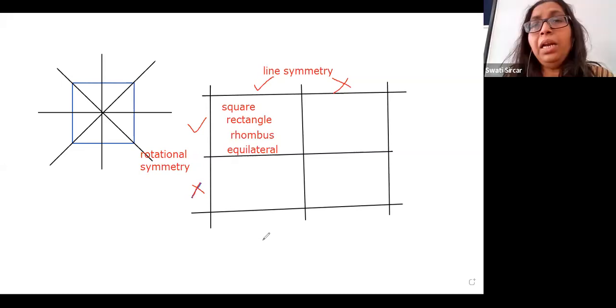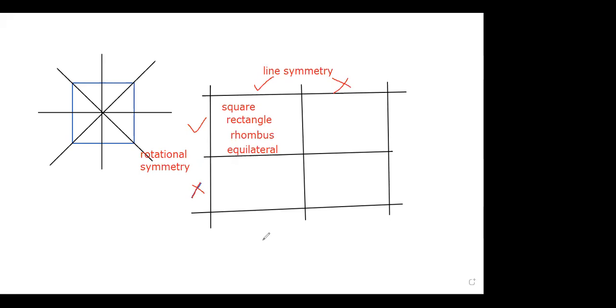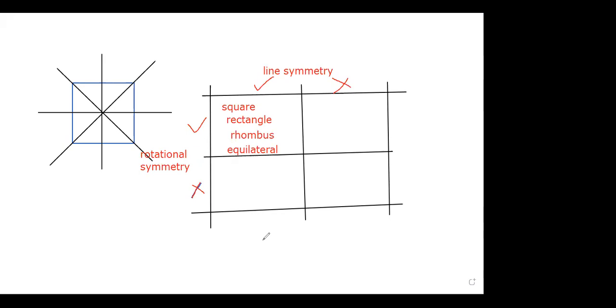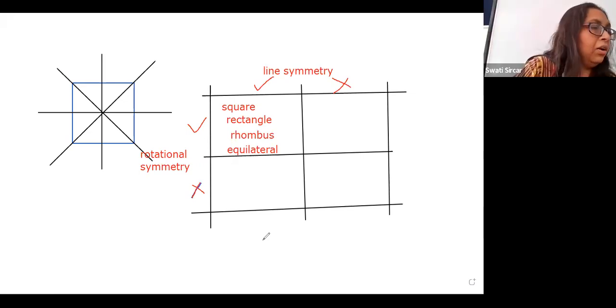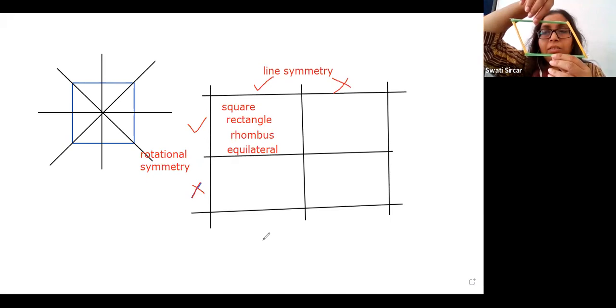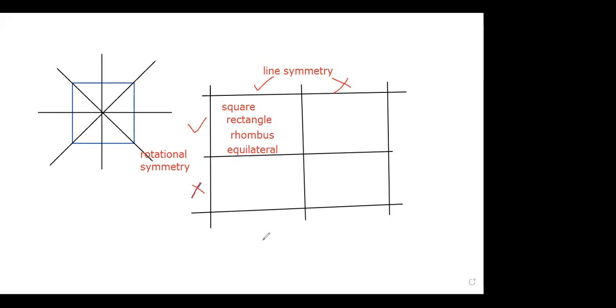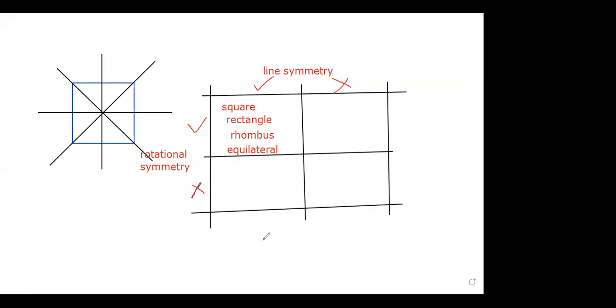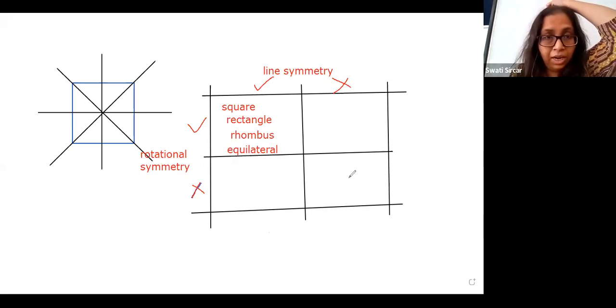Parallelogram. Parallelogram has line symmetry? Yes, ma'am. Are you sure? No, ma'am. Not all the parallelograms. Okay, parallelogram doesn't have line symmetry. Does it have rotational symmetry? Wait, let's finish parallelogram. Does parallelogram have rotational symmetry? Yes, ma'am, it has rotational symmetry, but it doesn't have line symmetry. So parallelogram has no line symmetry but rotational symmetry, so it comes here.